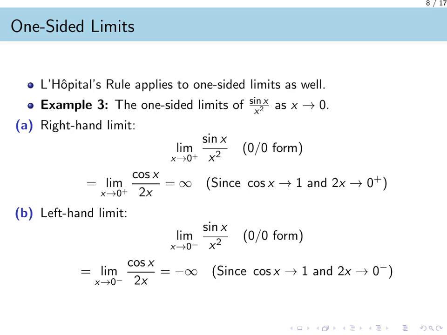Now for the left-hand limit, the setup is the same. After applying the rule, we again have cosine of x over 2x. The numerator still approaches 1, but this time the denominator approaches 0 through small negative numbers, resulting in a limit of negative infinity. Because the left and right-hand limits do not agree, the overall two-sided limit does not exist.